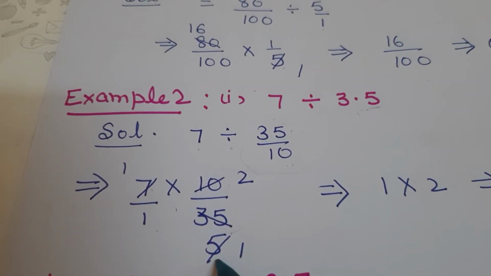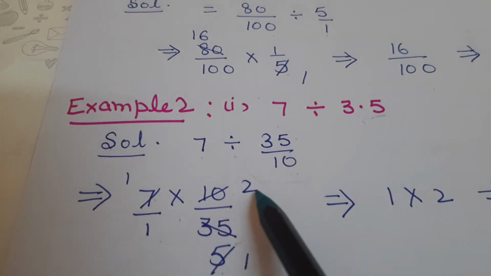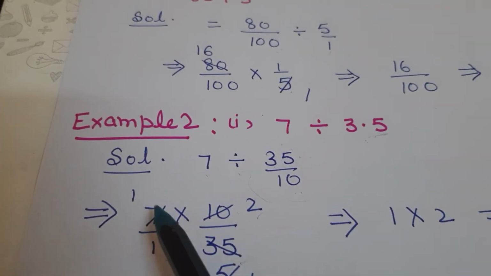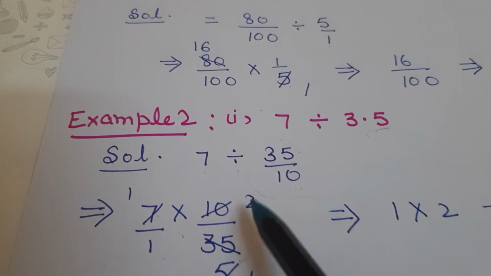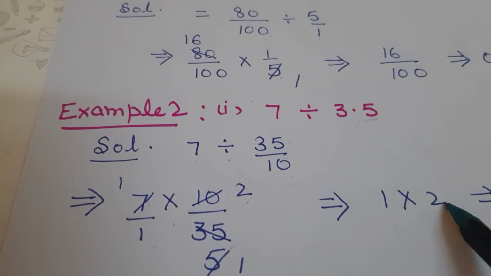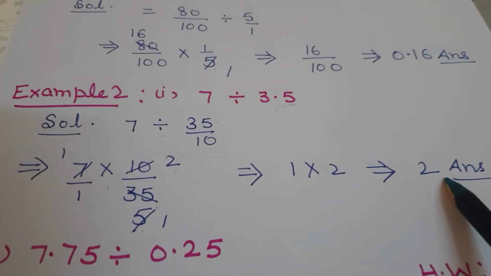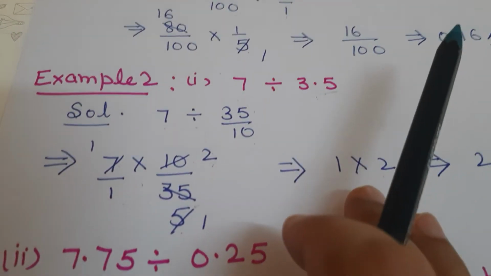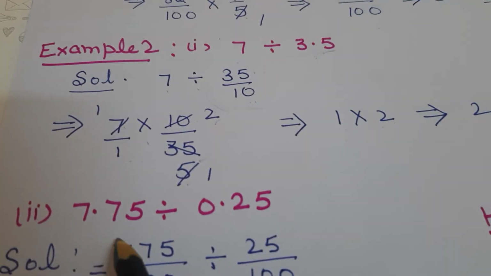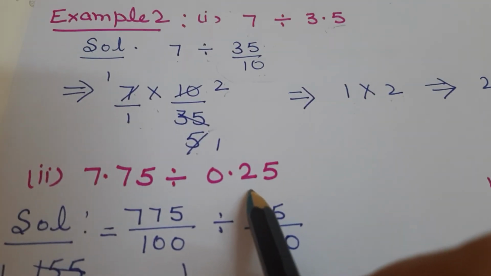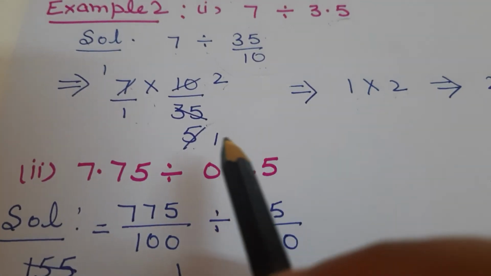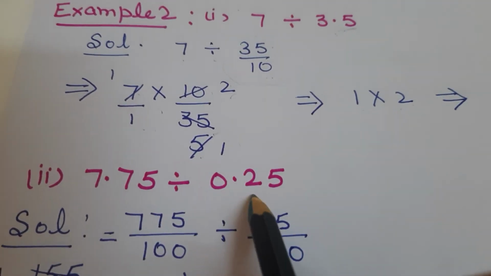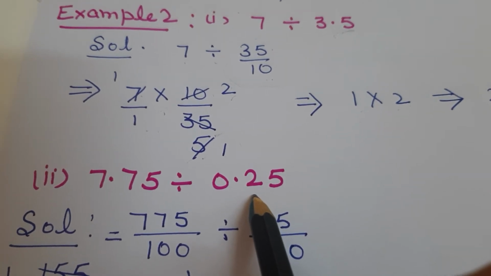Now we will cancel like a simple fraction. 7 5s are 35, 5 1s are 5, 5 2s are 10. So what is left? 1, then 2 by 1 means 2. 2 1s are 2. This is the answer. Very simple. Now the third type, when both numbers are decimals. So we will convert both numbers into fractions.